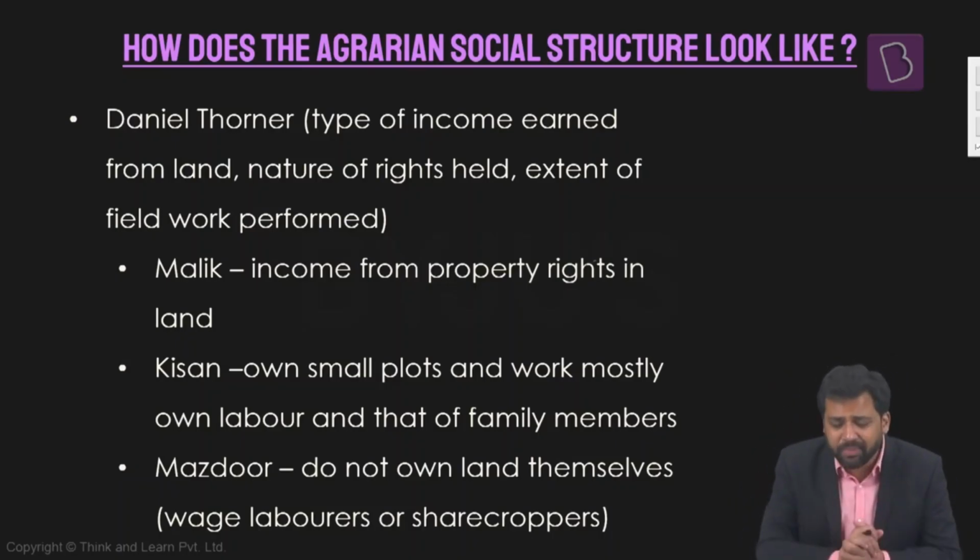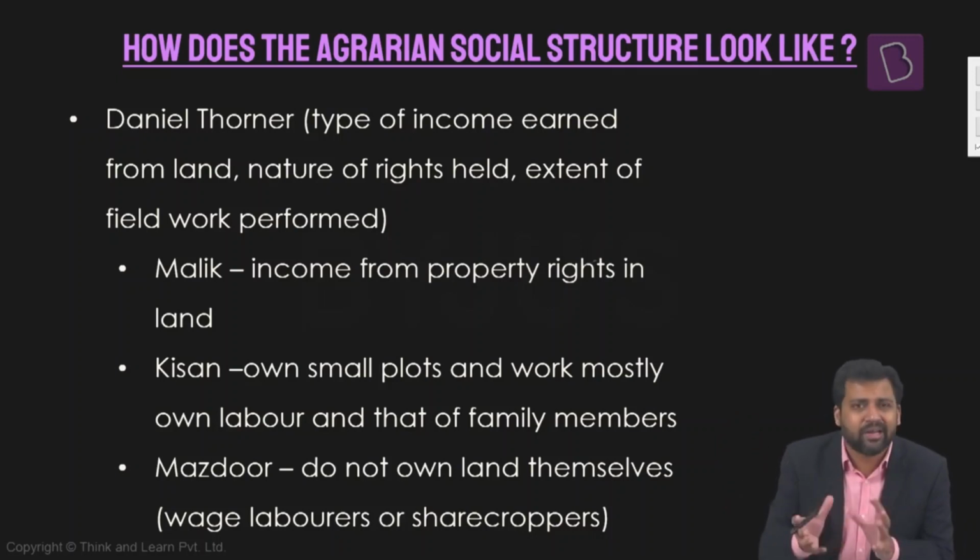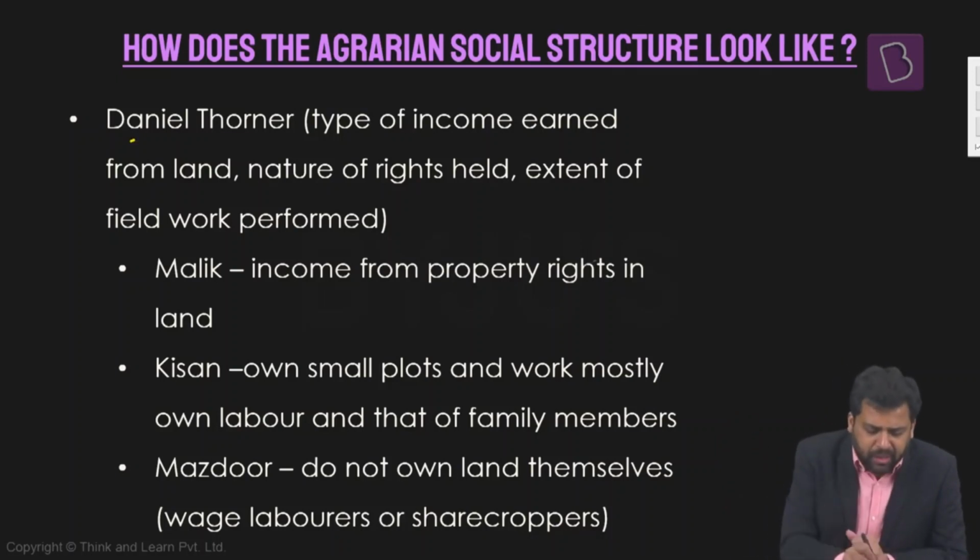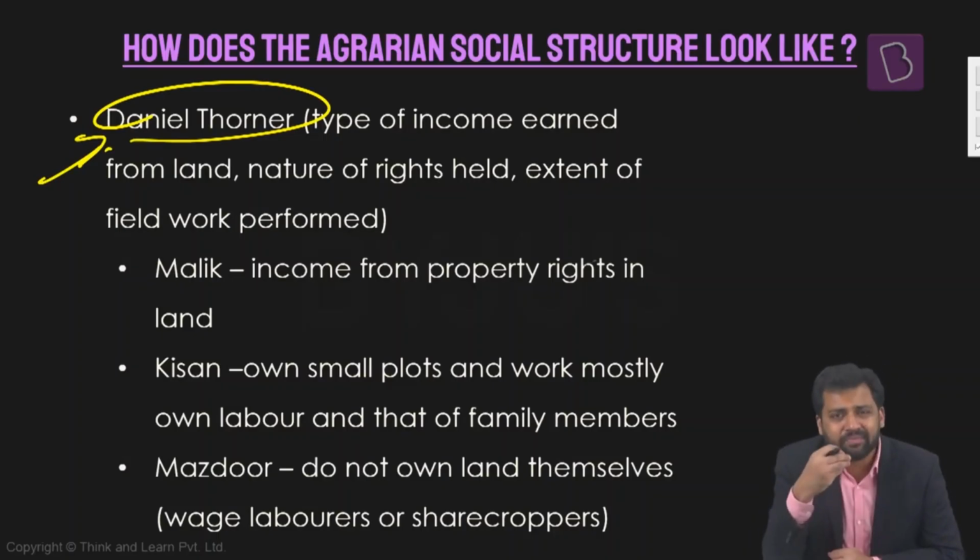Let us look at some of those ways of classifying. The traditional labels, upper class and middle class, might not be the best way to classify people in the agrarian economy. So researchers like Daniel Thorner have looked at certain parameters, and they're saying we can use these parameters to classify people who are in the agrarian economy at this point in time. So what are those parameters?